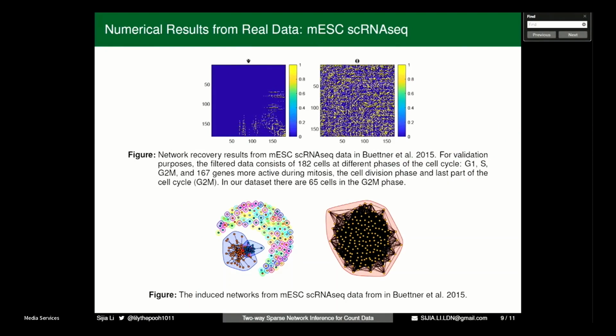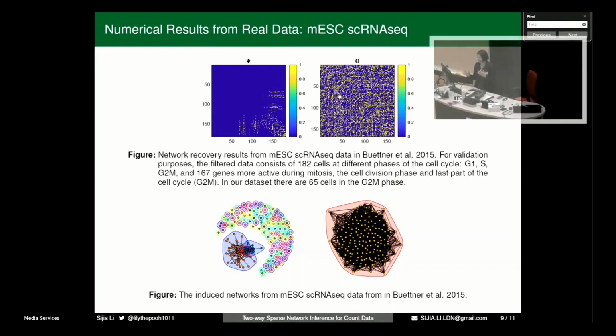And here are some results from real data. This is a problem of genes and cells. On the left-hand side, this is the structure inferred for the cells, and on the right-hand side, this is the structure inferred for the genes. Here, we filtered the data so that we know there are 3 blocks of different cells, cells in different phases, and the genes are chosen to be more active during mitosis. So it's expected that we found this third cluster of cells, because all this mitosis was happening in the third phase. And all the genes are connected with each other because they work together during mitosis.